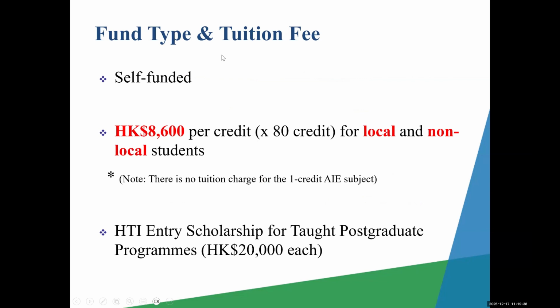Regarding the funding type and tuition fee, this is a self-funded program, and the tuition fee is equivalent to other professional masters in PolyU. The amount is 8,600 per credit, and you need to take 80 credits. This is the same price for local or non-local students. For some of the applicants, if you have very good academic performance, for example, first class honours from a high ranking university, you can apply for the entry scholarship, where you will get around 20,000 in a single go.